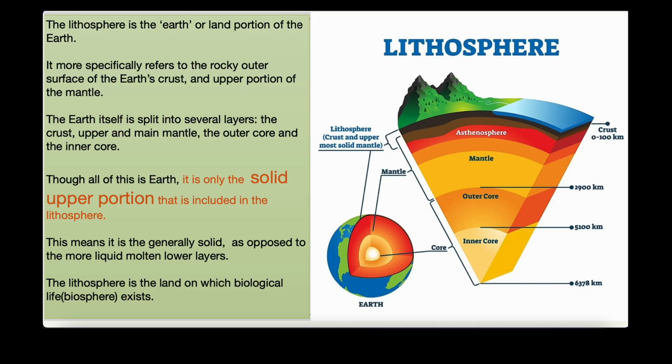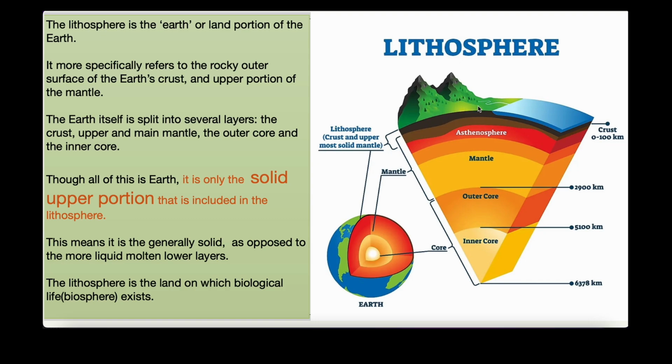Next, moving on to the lithosphere. What's a lithosphere? We have learned in detail about the lithosphere in our previous videos, but let me explain. The lithosphere is the earth or the land portion of the earth. That's the topmost portion of the earth, basically the crust. It more specifically refers to the rocky outer surface of the earth's crust and the upper portion of the mantle.